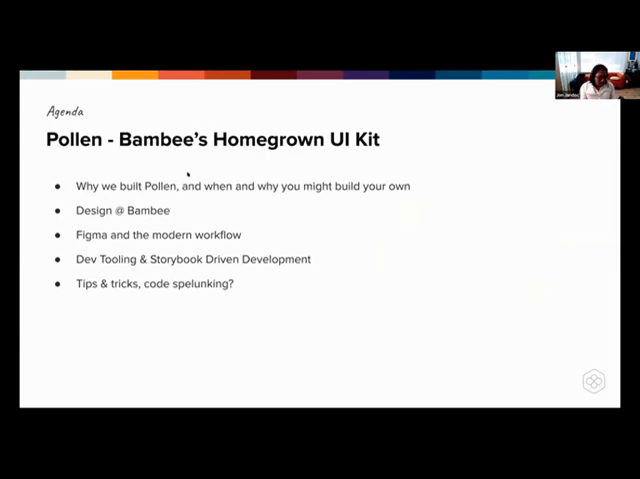All right, so what we're going to talk about here about Bambee, just as an overview, to start off with why we built it and when and why you might consider building your own UI kit component library. I'm going to hand it off to David. He's going to talk a little bit about design at Bambee, about Figma and the tooling that he uses there and a lot of the modern workflow that's involved with that. Pretty awesome stuff. And then kick it back to me.